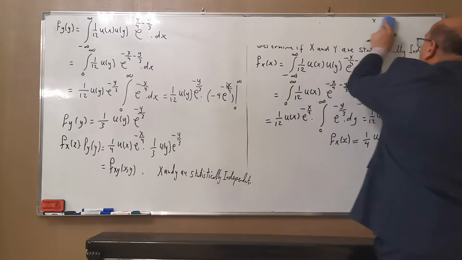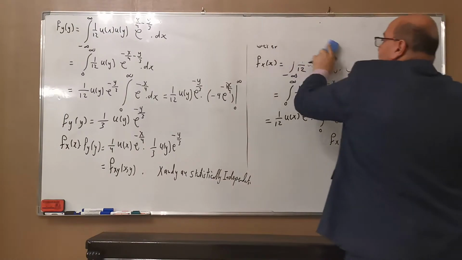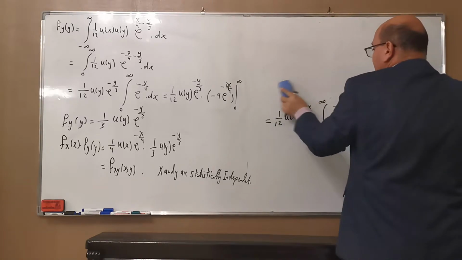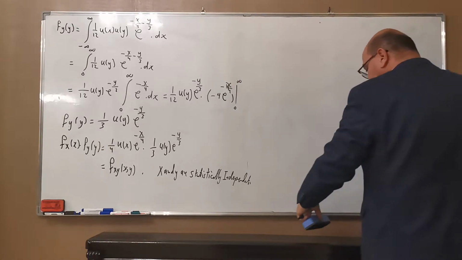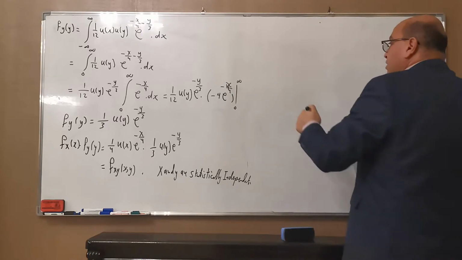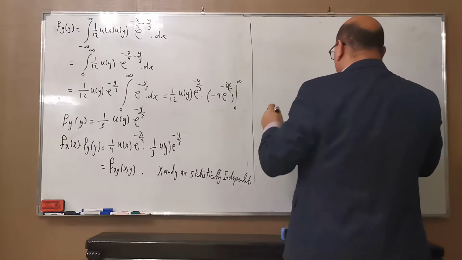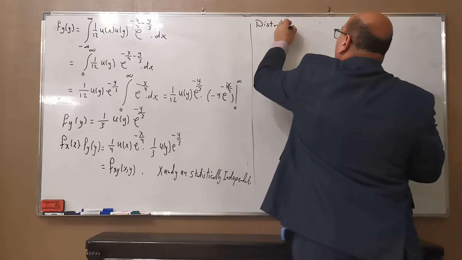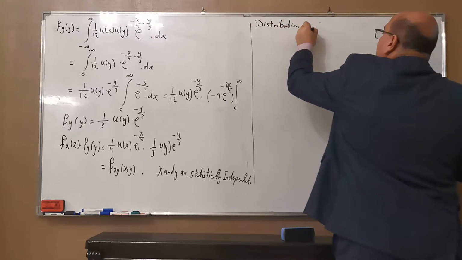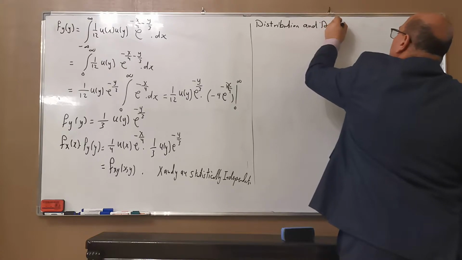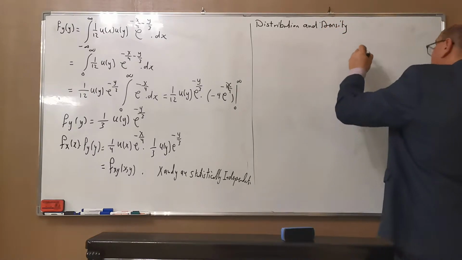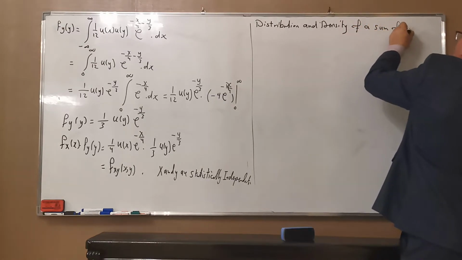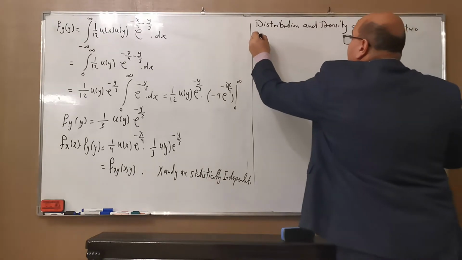Based on this, we are going to discuss some functions of two random variables. I'm going to discuss the addition of two random variables. So the distribution, this is a subtitle here, talking about the distribution and density of a sum of two random variables.